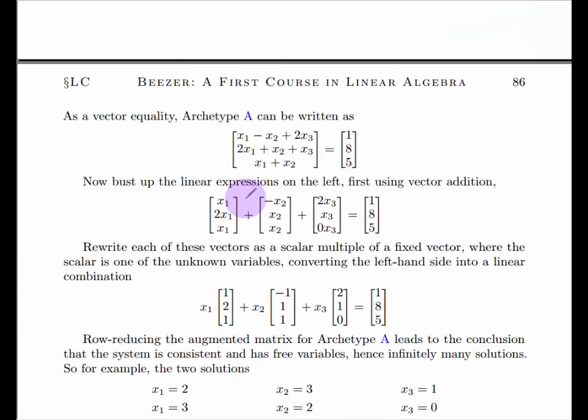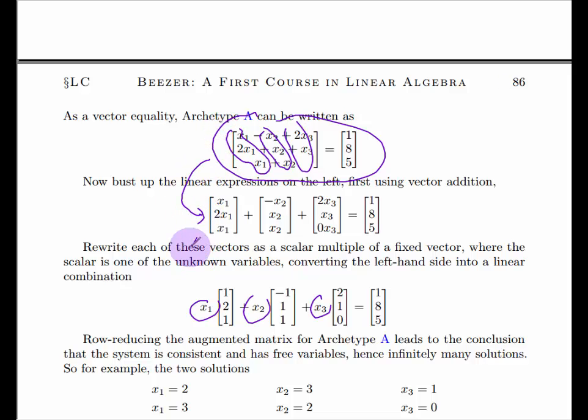Okay, here we go through the same discussion with archetype A. I'm not going to go back there, but this was the archetype A, and we're now writing it again as a quality of vectors, the 3 equations. Each equation corresponds to 1 component of the vector. We break up this left-hand side into 3 parts according to the variable, and we factor out the variable. So hopefully you can follow the steps of going from here to here and then to here. It's the same as in archetype B.